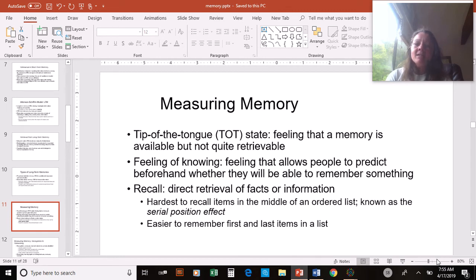And then we also have a way to measure memory, and this would be kind of in the process of acquiring that information to make it a memory. It's kind of based on feeling, kind of based on knowing, maybe a little bit of gut reaction there. And basically with that, it's our ability to decide beforehand whether or not we're going to remember something.